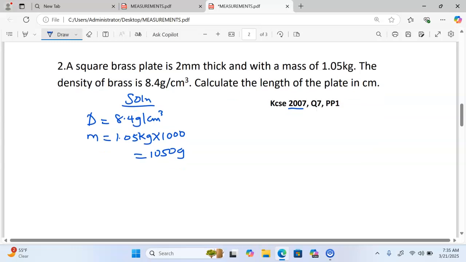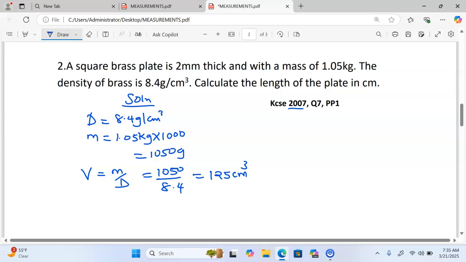Once we have the density and the mass, we can calculate the volume. Volume is usually given by mass over density. The mass is 1050 divided by the density of 8.4 grams per centimeter cubic, and this gives us a volume of 125 centimeter cubic.